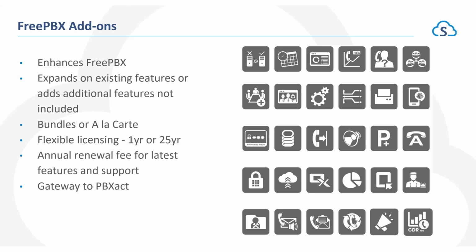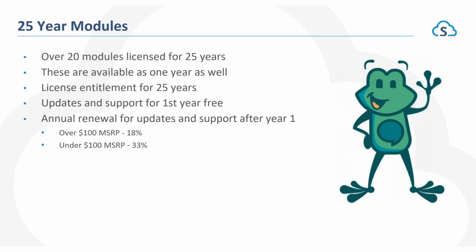Going to 25-year modules. So we have over 20 modules that are licensed for 25 years. All these 25-year modules you can also purchase for 1 year as well, but it is way more economical for you to purchase a 25-year module. I think it's 2 or 2.5 times the price of a 1-year license, and then you have license entitlement for 25 years. And that's where sometimes a little bit of confusion comes.